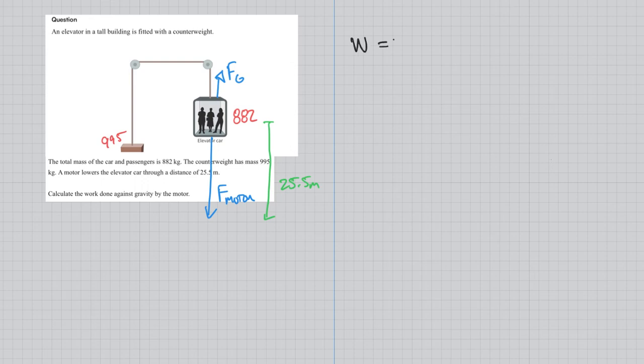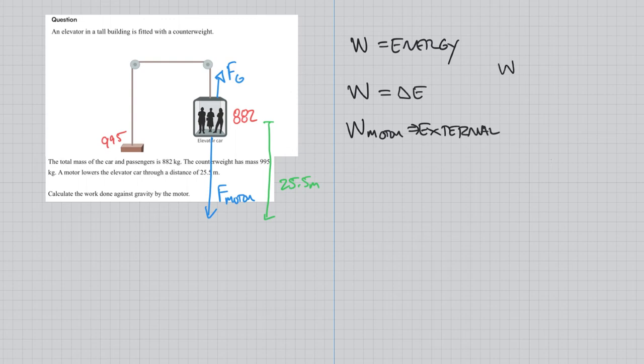So here's what we can think of. Work equals energy, okay? And so we can think of the amount of work that is done as going to equal the change in energy within our system, all right? So the work done by the motor is external. It's not an equal sign. It's just an external work that's done.